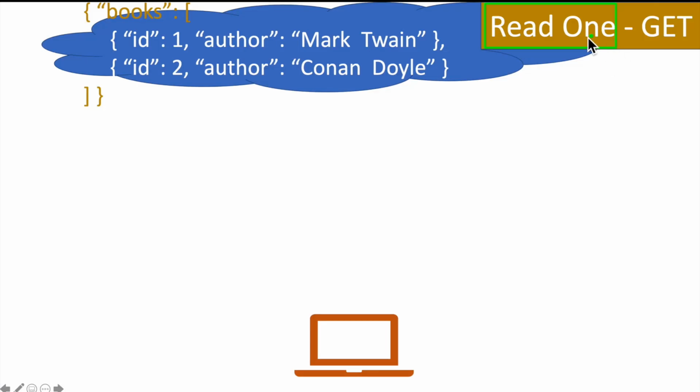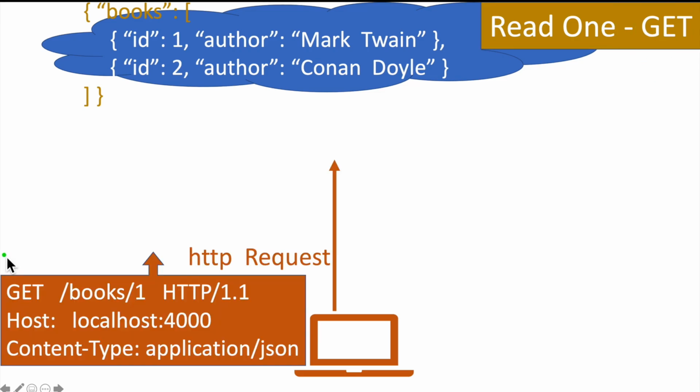For our second example, let us read one book record. And as I have mentioned previously, to read or retrieve a record, we need to use the GET HTTP request method. So our HTTP request will look like this. It will be similar to the previous HTTP request, except that in this path over here, we'll also have the ID of the book that we want to retrieve. The rest of the HTTP request is the same.